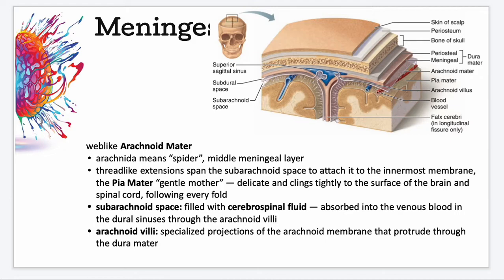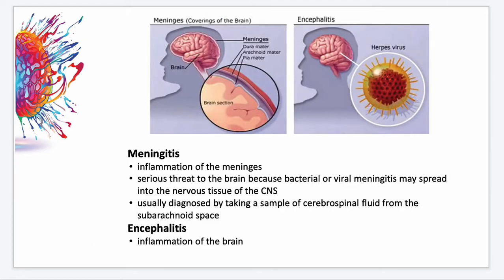Next is your web-like, middle arachnoid mater. Arachnida means spider. Meron kasi siyang mga thread-like extensions that span the subarachnoid space. The subarachnoid space is filled with cerebrospinal fluid. The innermost membrane naman is the pia mater, or gentle mater, because it is very delicate and clings tightly to the surface of the brain and spinal cord, following every fold.